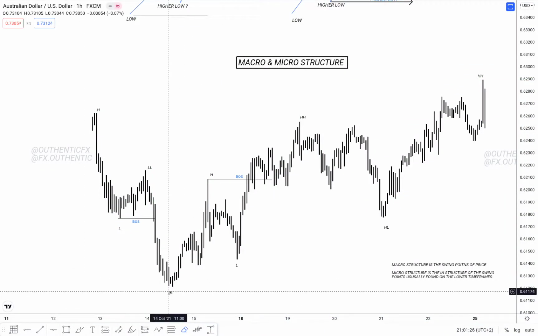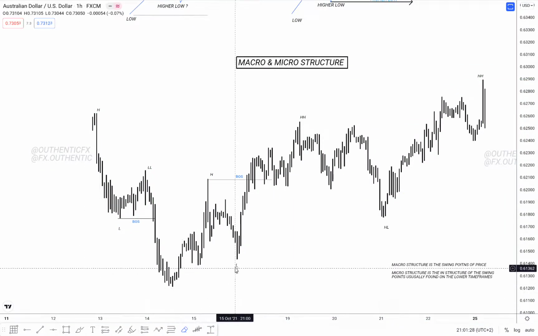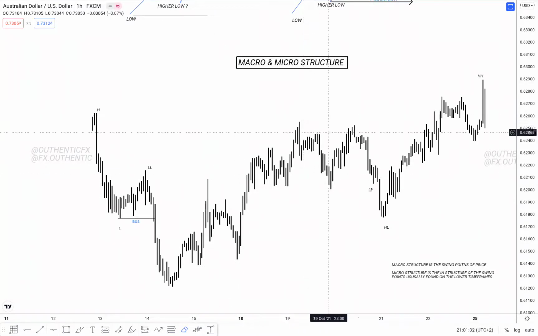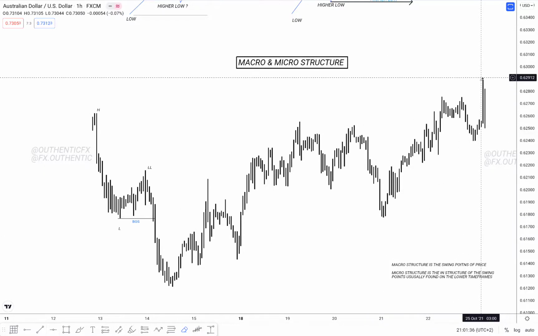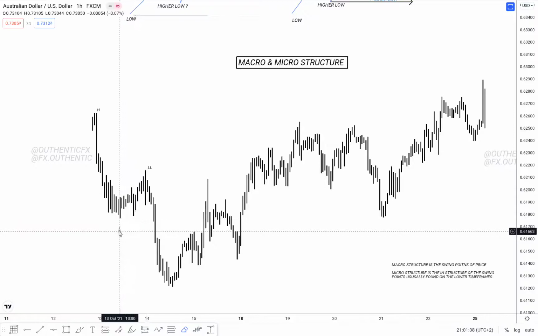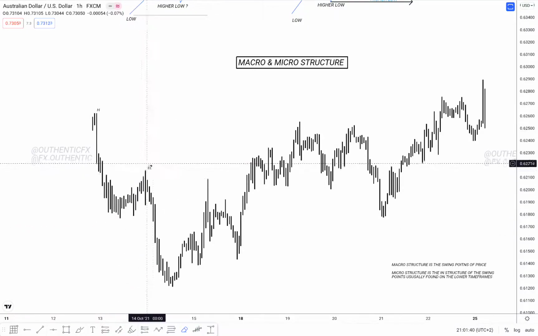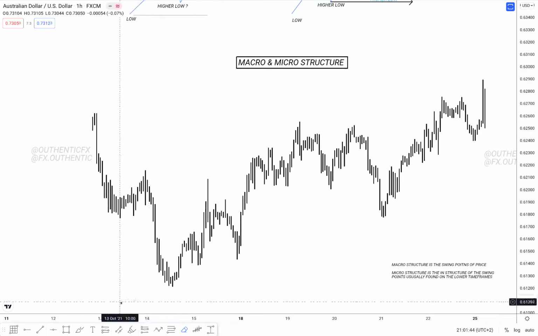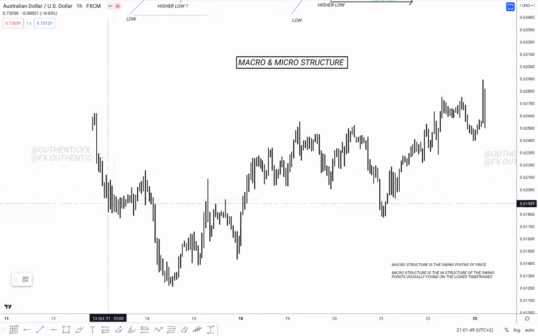Let me just delete everything now and then show you what is microstructure. Give me a sec. Delete, delete, delete, delete. Okay, cool. So now when it comes to microstructure, we're looking for the movements within price. So let's just get into it from here, right?